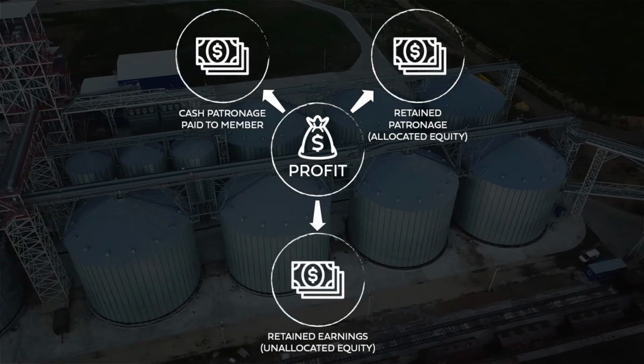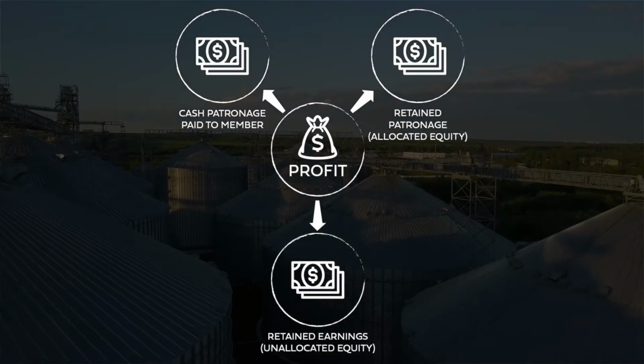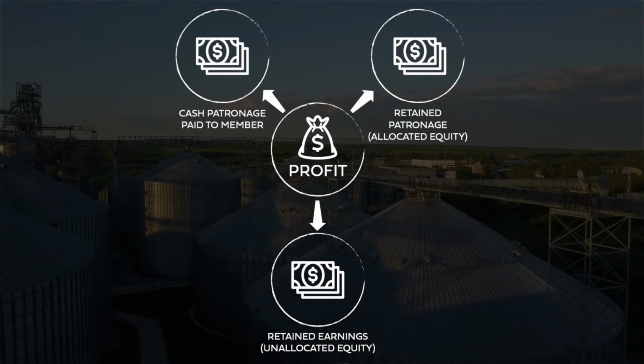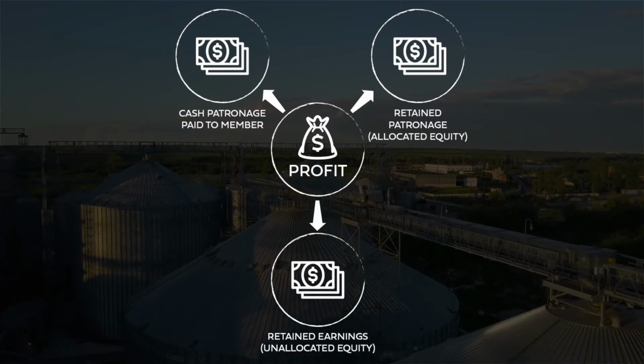Finally, the cooperative can distribute member profits as retained earnings. If this occurs, then this equity is called unallocated equity because it does not have the member's name on it. The cooperative's name is on this equity or the cooperative has the claim.